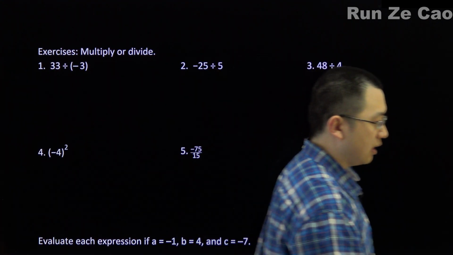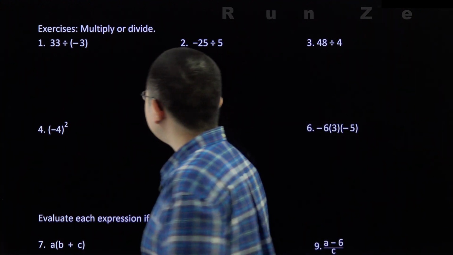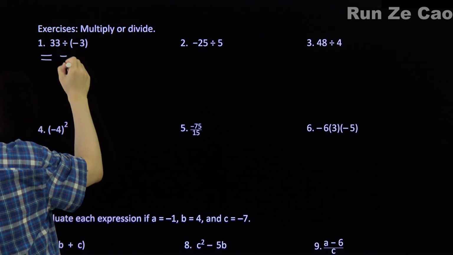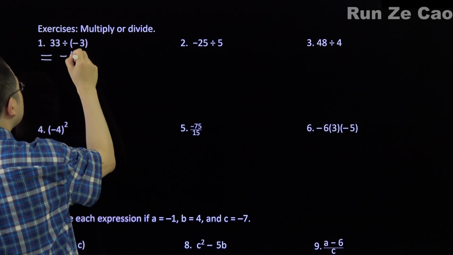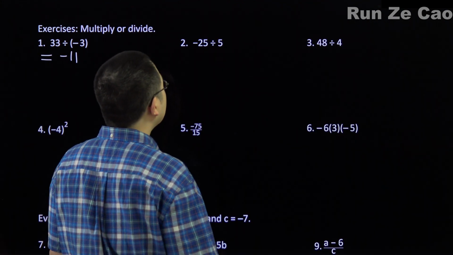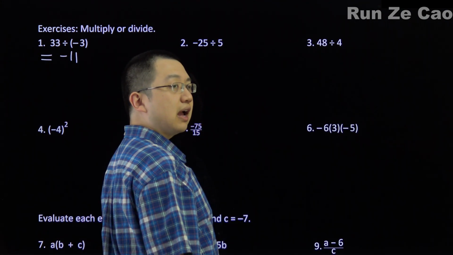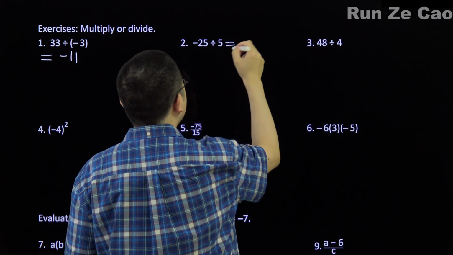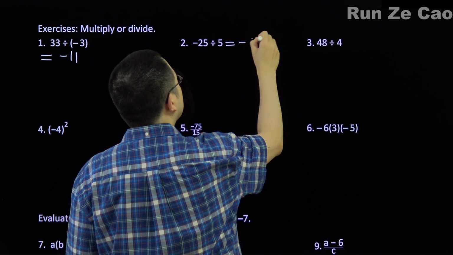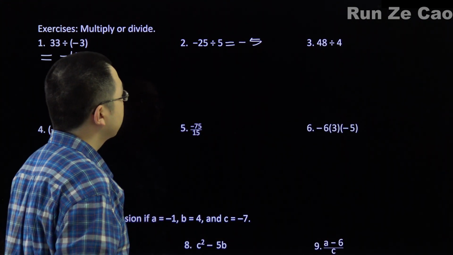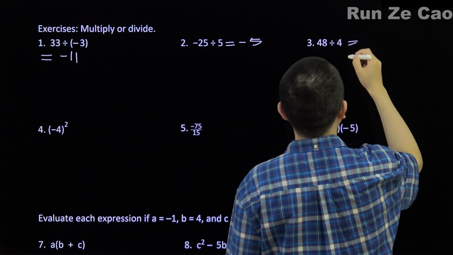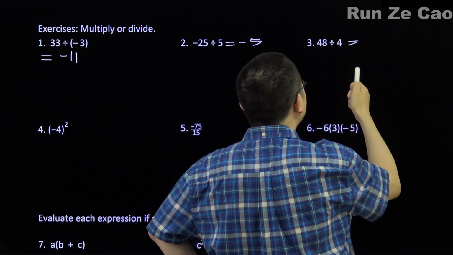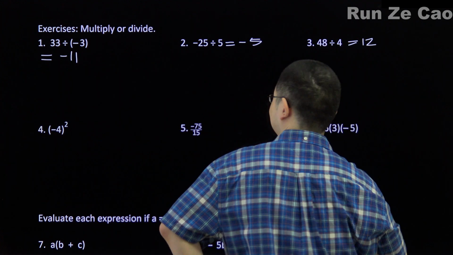Let's do some exercises. 33 divided by negative 3 is, well, there's one negative sign, so no canceling applies. Negative, and then 33 divided by 3 is 11. Negative 25 divided by 5, there's one negative sign. No canceling occurs. Therefore, we're looking at 25 divided by 5 is 5. 48 divided by 4, oh, there's no negative signs. So it's going to be positive. 48 divided by 4 is 12.